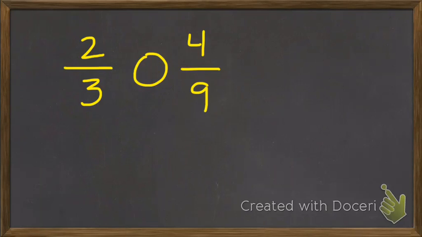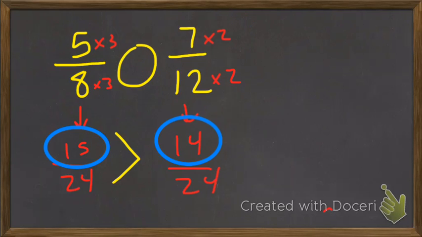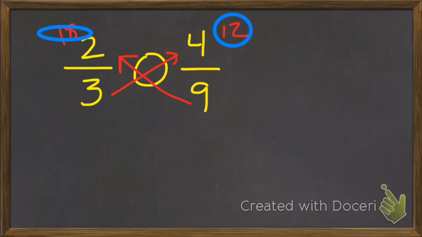Now they asked me, can't we just cross multiply? So you could do 3 times 4 is 12, and 9 times 2 is 18. But for Common Core purposes, we need to know how to change the denominator to the same for comparing more than two fractions, which we'll be doing next.